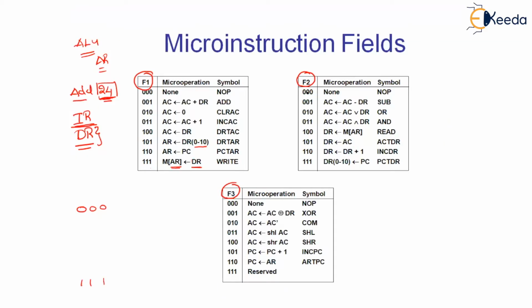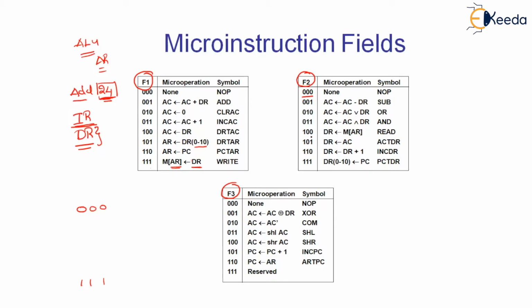Similarly, when it comes to F2, 000 doesn't perform any operation. If it is 001, it is subtraction. The contents of the data register will get subtracted from the accumulator, and the final result will get transferred to the accumulator. When it is 010, this is the OR operation. The contents of the accumulator will get ORed with the data register, and finally the result will get transferred to the accumulator. When it comes to 011, an AND operation is performed between the contents of the accumulator and the data register, and finally it gets transferred to the accumulator.